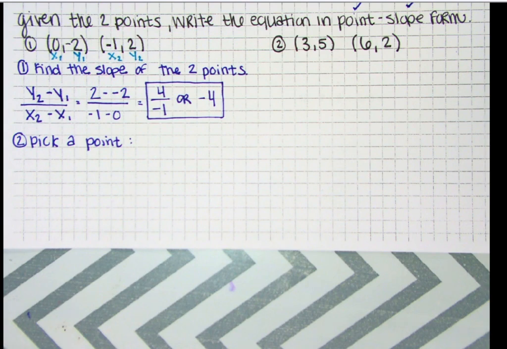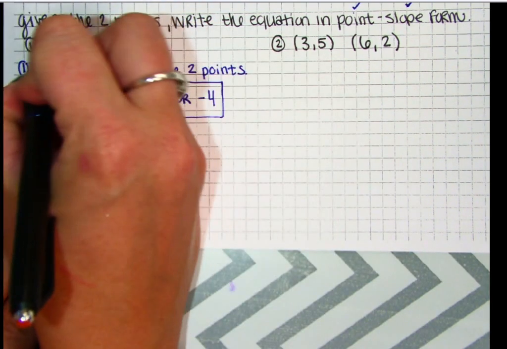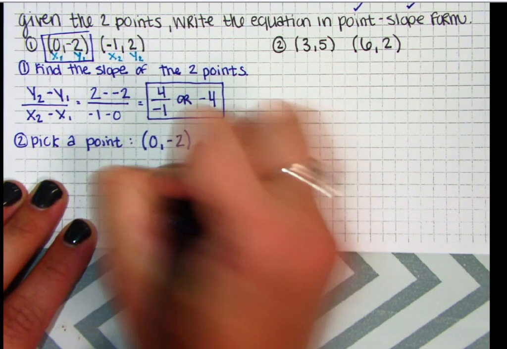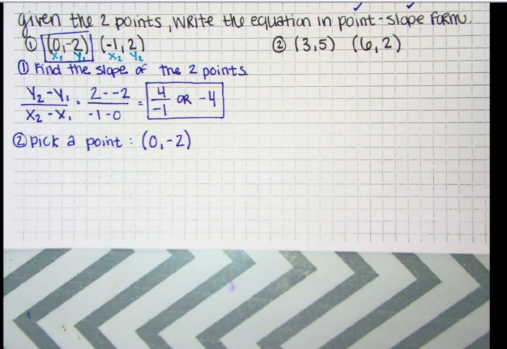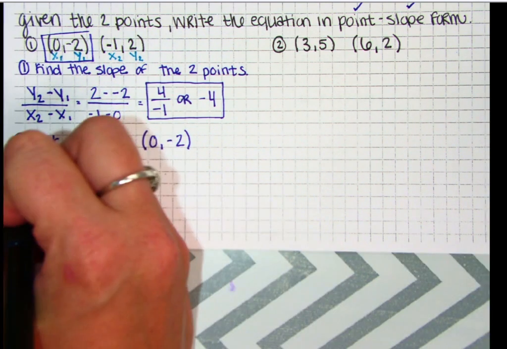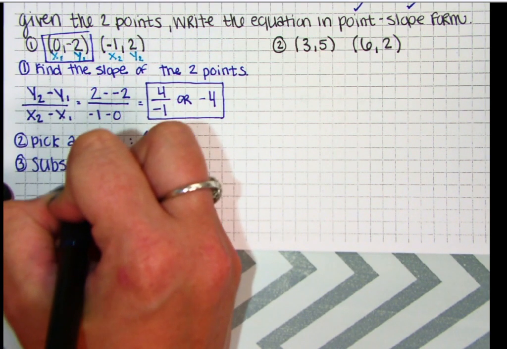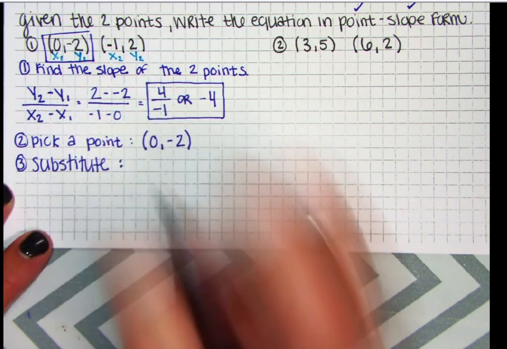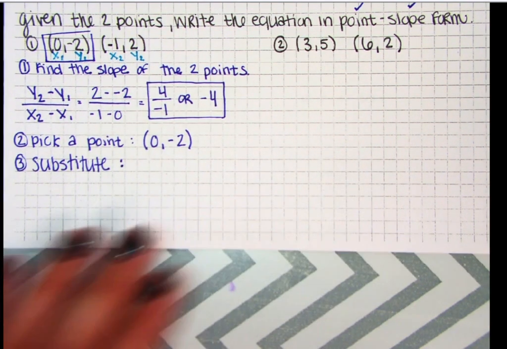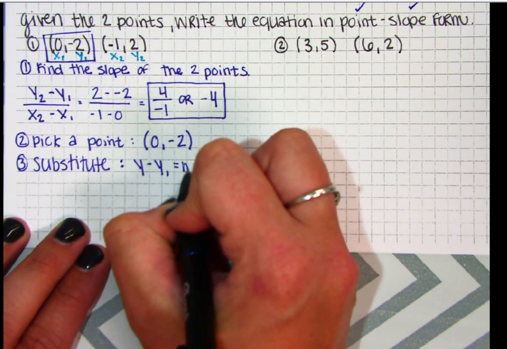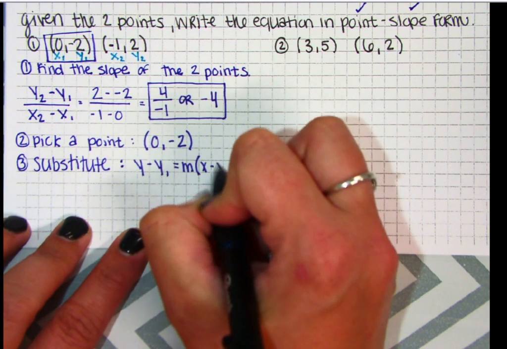You don't always have to pick group 1, but since you all said group 1, I'm just going to box it in. So our point we've chosen is 0, negative 2. Again, you could pick either. That's where you have freedom in this problem. So you find the slope, pick your point. Step 3 is to substitute. So our formula for point slope form is y minus y1 equals m parenthesis x minus x1.